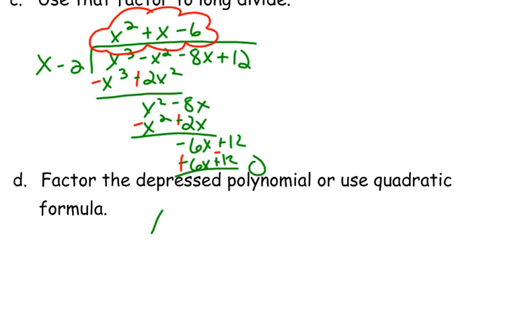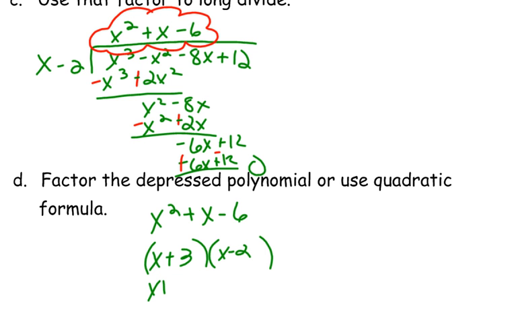And I'm going to try to factor this. X squared plus x minus 6. So I'd say that'd be x plus 3, x minus 2. Does that look good? X plus 3, x minus 2. So now I set those equal to 0 and solve. X plus 3 equals 0, x minus 2 equals 0. So x equals negative 3 and x equals 2.